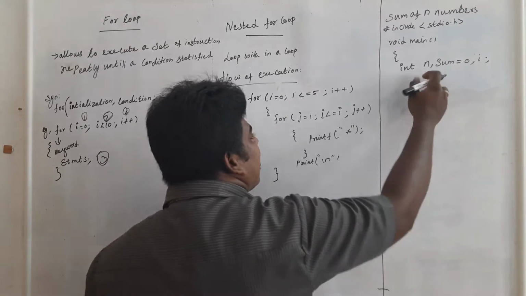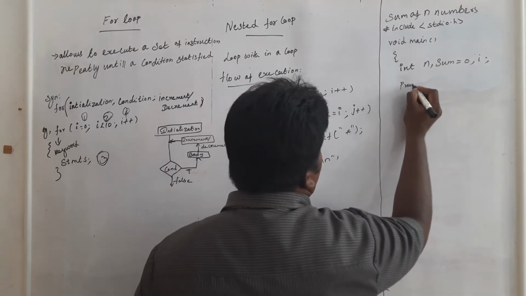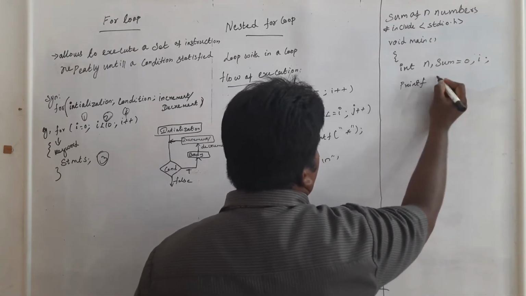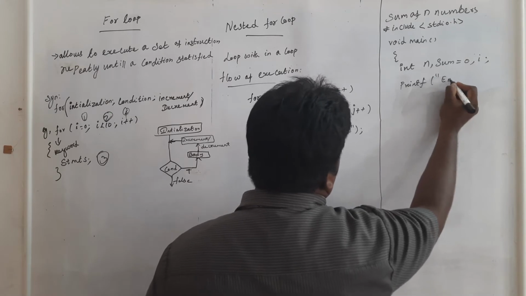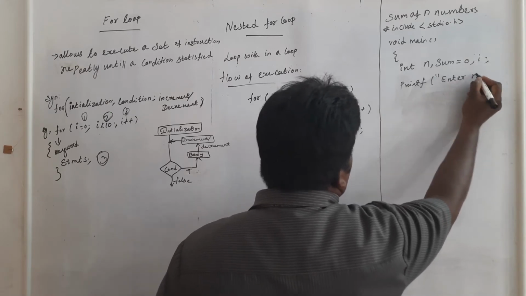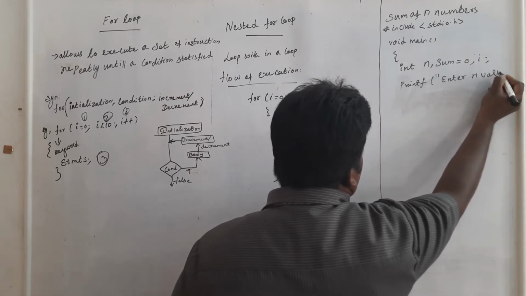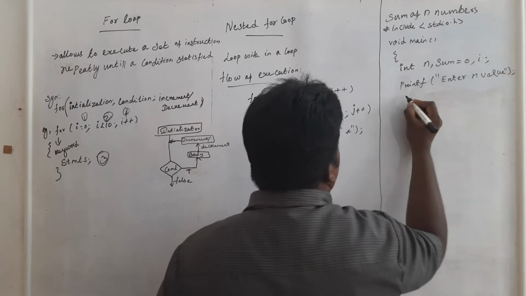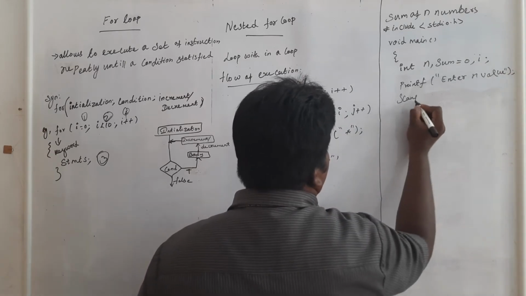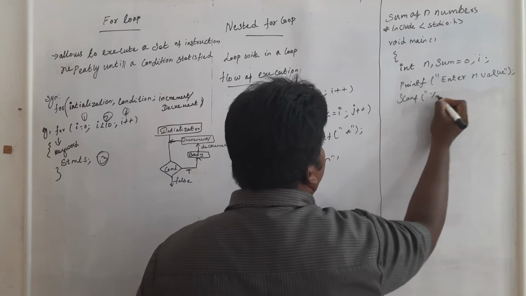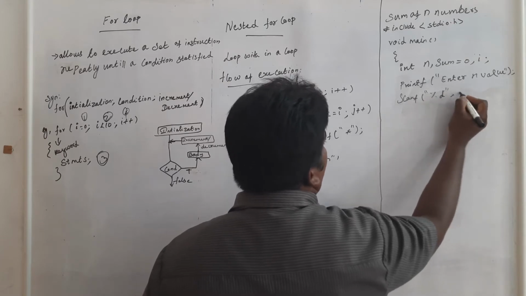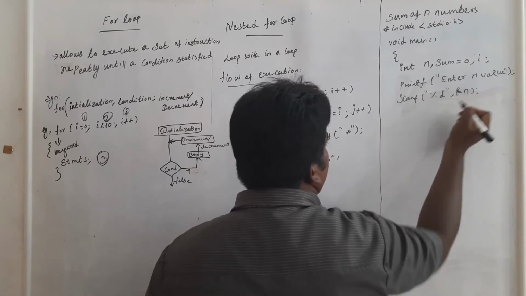So I need the n value. So printf, enter n value, scanf. I am getting the n value: percentage d comma ampersand n.